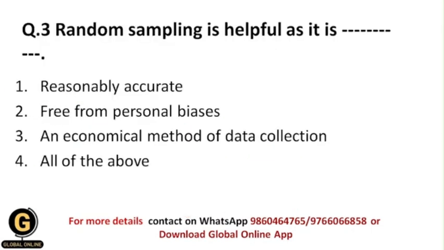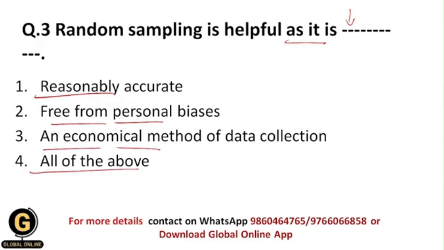Okay. Next, random sampling is helpful as it is dash. So why is the random sampling design helpful? Because it is reasonably accurate, because it is free from personal biases, because it is an economical method of data collection, or because all of the above.